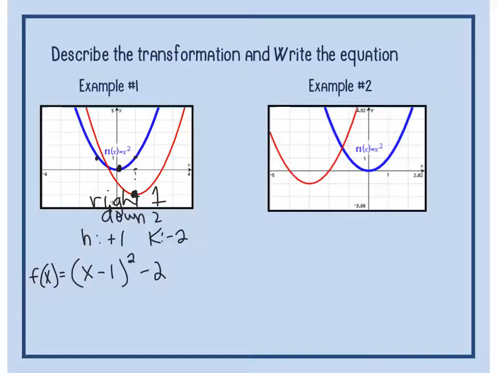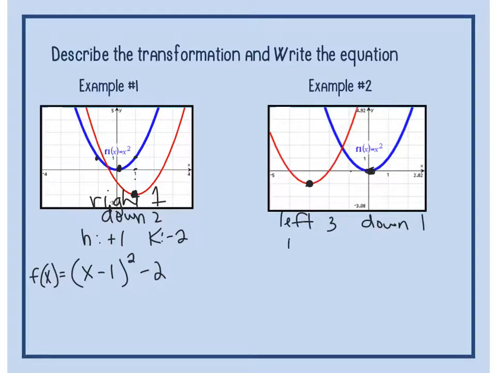The second graph, remember that I'm going to start with 0, 0. Where did this new vertex go? It moved over to the left 1, 2, 3. So left 3, down 1. Does it have a stretch or compression? I go here, up 1, over 1. So no, it does not have a stretch or compression. So left 3, down 1.